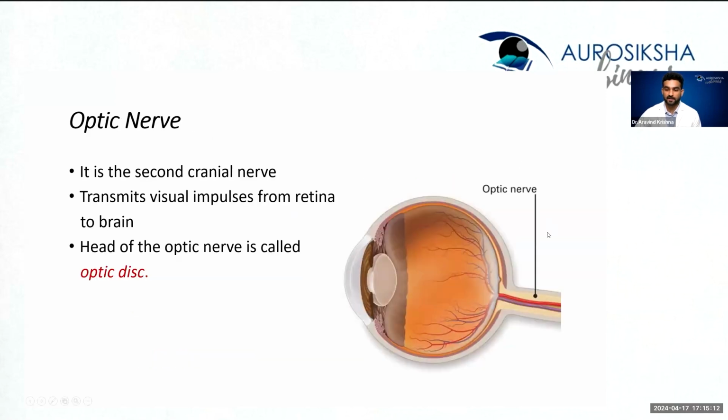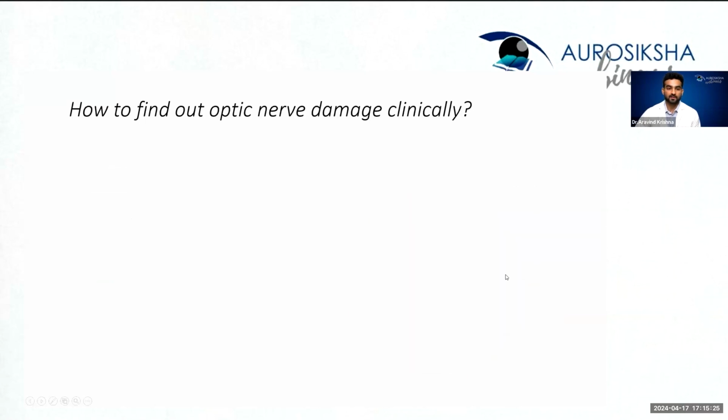And the final and the last structure we have is the optic nerve. It is the second cranial nerve. It transmits visual impulses from the retina to the brain. The head of the optic nerve is called the optic disc. So how do you find out an optic nerve damage clinically? Watch out for something called RAPD.